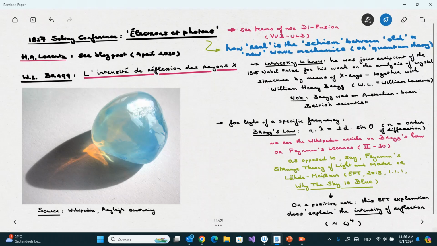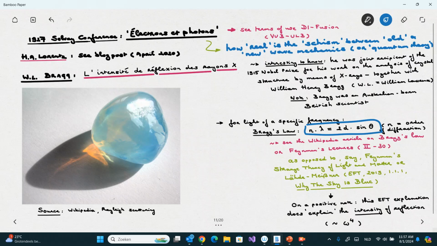I put a few notes here. For light of a very specific frequency, we have Bragg's law. I will talk about that. That's a condition, Bragg's condition it's called. I'm going to talk about that. If you want to see the derivation, I will talk about that.